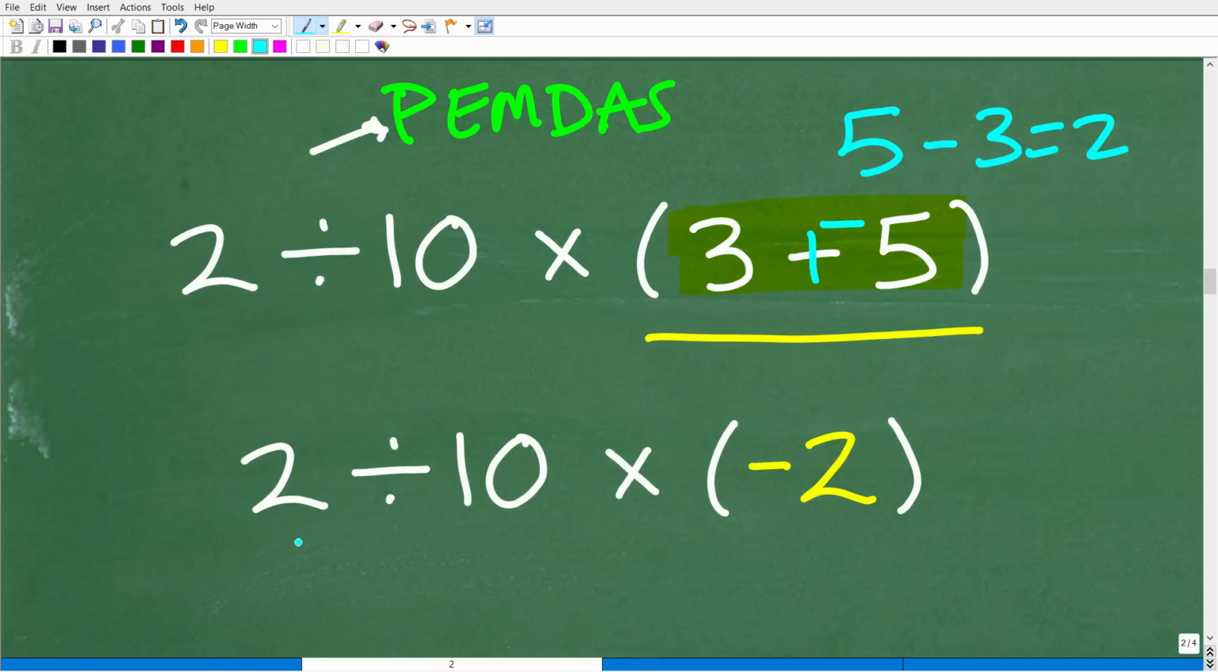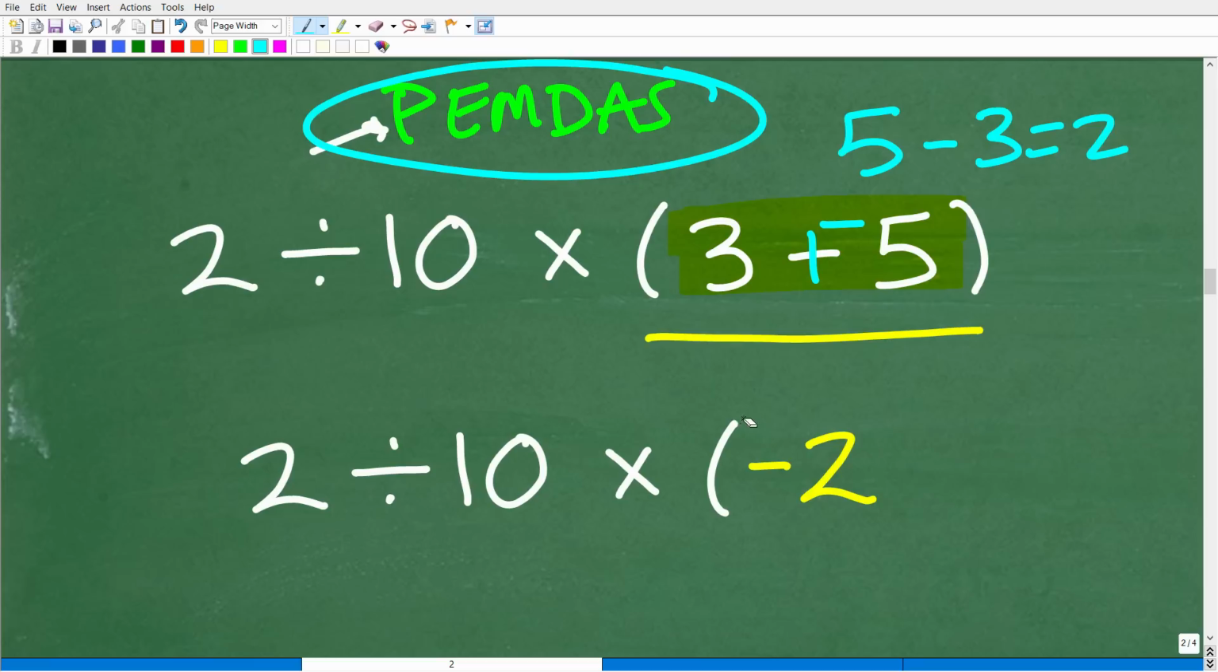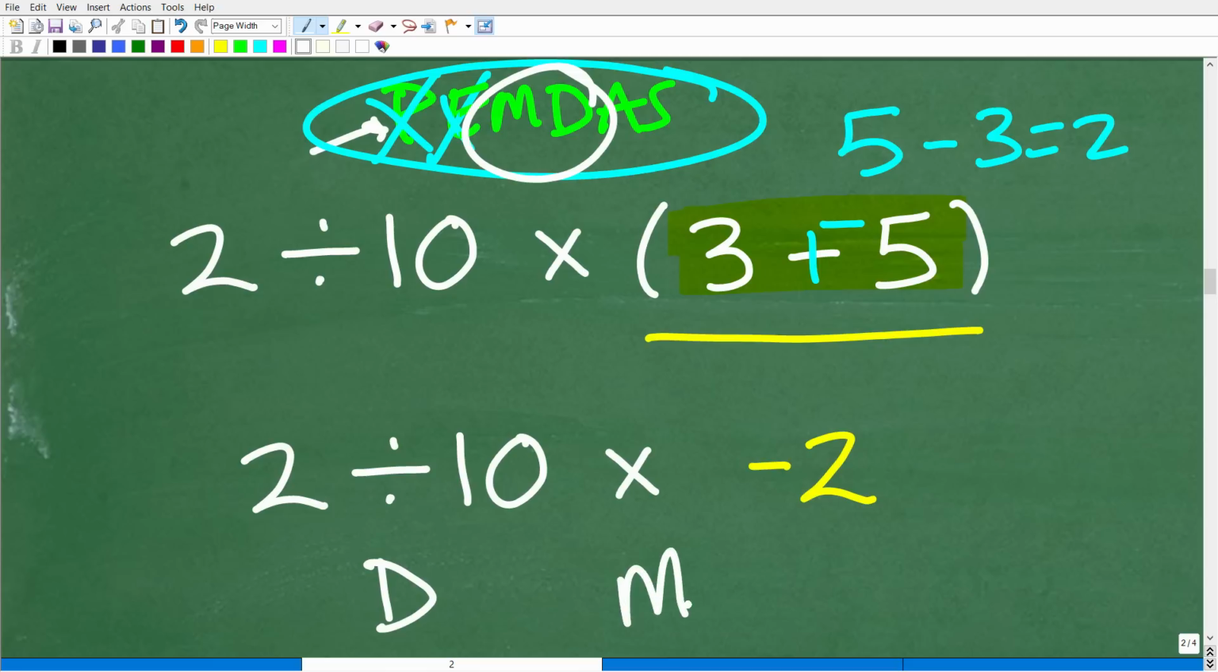Okay, so now we're down to 2 divided by 10 times negative 2. What do we do first? Well, I'm looking at my PEMDAS and I'm saying, all right, do I have any more parentheses? No, there's parentheses here, but as soon as you're done with whatever you're doing inside the parentheses, effectively, you can even drop the parentheses. It's not necessary, but you can drop them because there's nothing more to do in that step. All right, E, do I have any powers? Nope. Do I have any multiplication, division? Yes, indeed. I have division here and multiplication here.